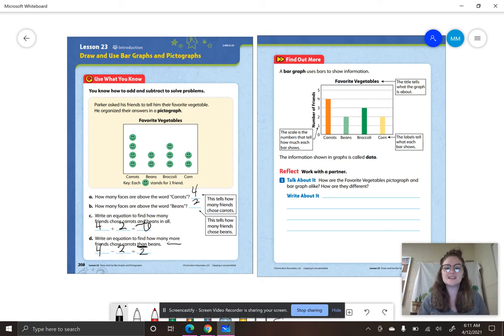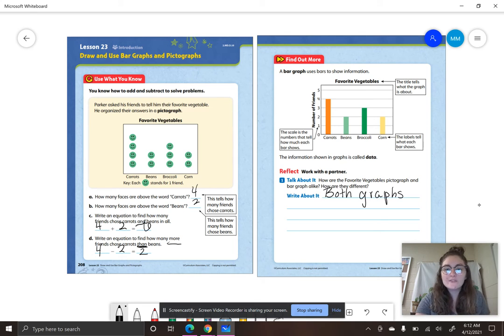So for number 1, it says, how are the favorite vegetables pictograph and bar graph alike? How are they different? So I want you to go ahead and pause the video and write in this section right here, how are pictographs and bar graphs alike? Go ahead and pause the video and answer that question. So something that is the same about both graphs, what do they both have in common?